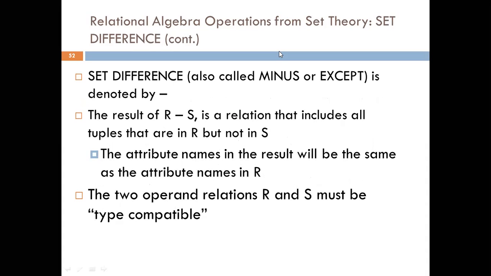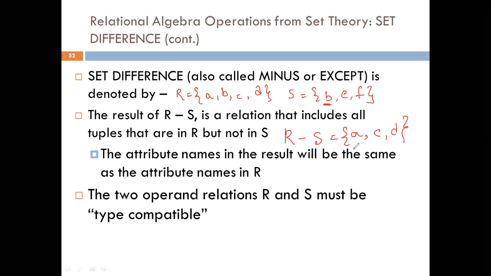So if the relation R is equal to ABCD like this, and S is equal to B, E and F, when we perform R minus S, all the elements in R will be present in the result, but they should not be present in S. So if you observe here, A will be there because it is not present in S. B will not be there because B is present in S. And the remaining ones, C and D, will be present in this particular result. So all the tuples that are there in R but not in S.